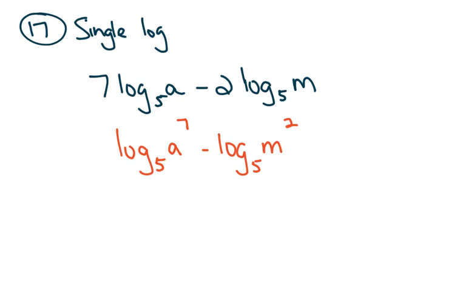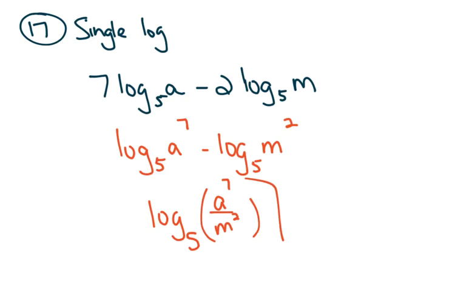Now, the properties of logarithms say that if you're subtracting 2 logs with the same base, you combine them into a single log by dividing. And that would be the answer. There's nothing more you can do.